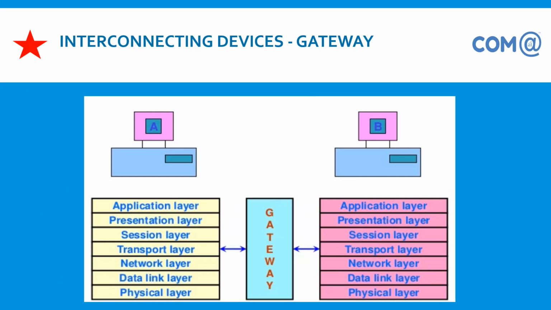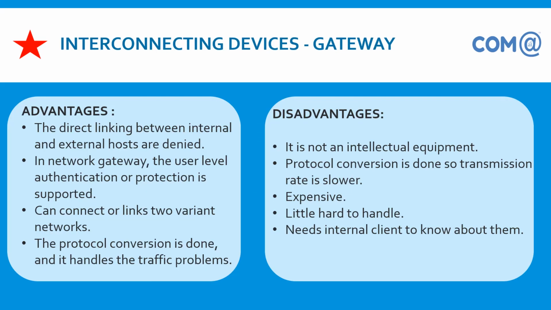It is working in all the layers available in the OSI model. Advantage: direct linking between the internal and external hosts is denied because of internet purpose and security related reasons. In a network gateway, user level authentication or protection is supported. So we can configure the authentication and ensure our device is more secured to protect it from the open internet. It can connect or link to variant networks. Protocol conversion is done and it handles the traffic problems. It takes care of traffic available in the network.